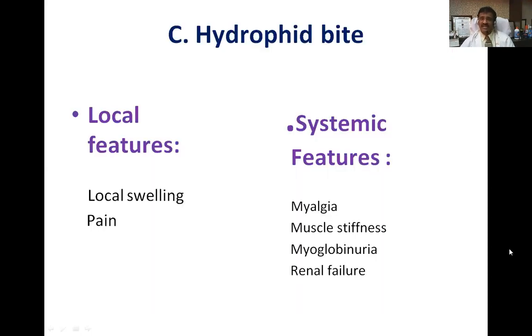Hydrophid bite has local features as well as systemic features, but the local features are a little milder. There is a small swelling and little pain, but systemic features affect the muscles in the body, and there is a pain in the muscle which is called myalgia. Muscles get stiffened. There will be myoglobinuria and renal failure. Severe conditions will lead to death.